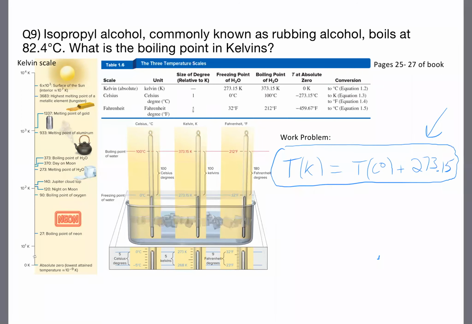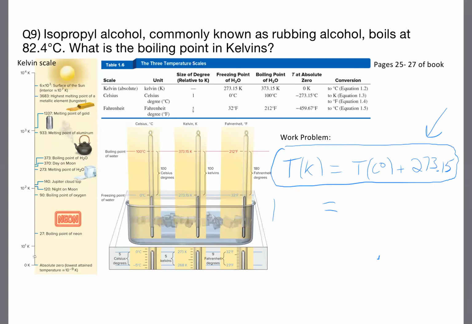Now in this particular problem, question 9, we're asked about isopropyl alcohol. Isopropyl alcohol is the rubbing alcohol. You might buy that at the Walmart, the Walgreens pharmacy, something like that. Well, it has a boiling point of 82.4 degrees Celsius. We want to know what is the boiling point in Kelvin.